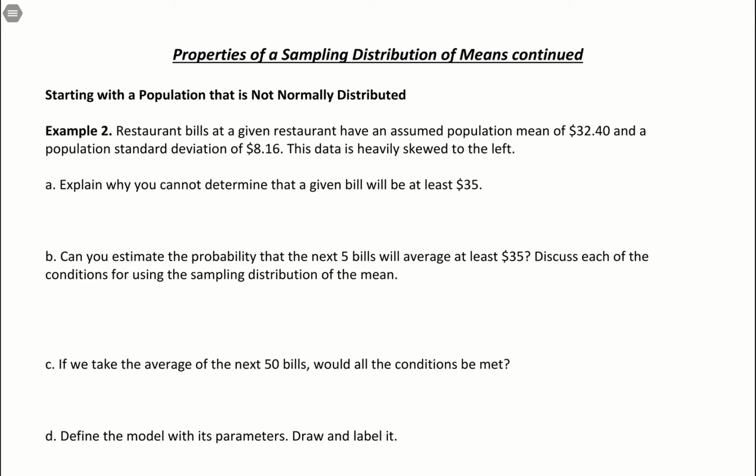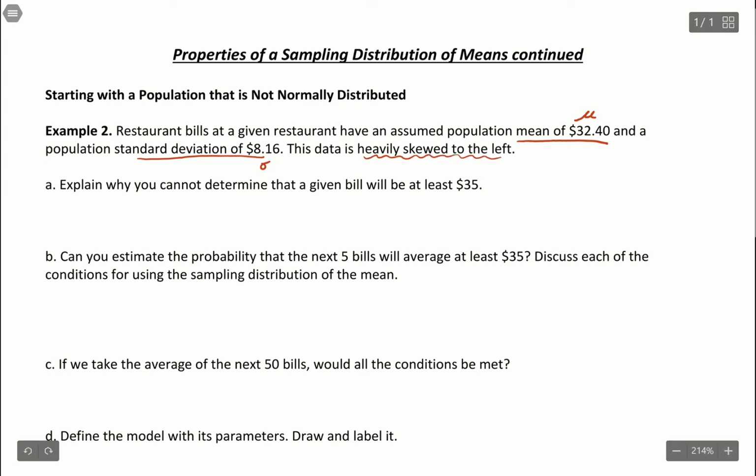So let's look at an example where the population is not normally distributed and how we'll have to check the central limit theorem a little differently than we did in that last example. So we have restaurant bills at a given restaurant. They have this assumed population mean of 32.40, so that's our value for mu. We have a standard deviation of 8.16, so there's our value for sigma. And then they describe the population as heavily skewed to the left.